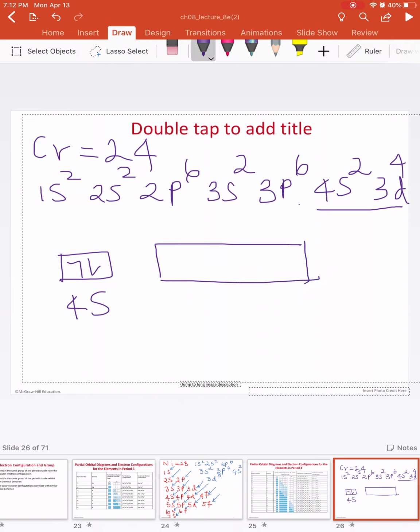And how many d orbitals are possible? 5. 1, 2, 3, 4, 5 d orbitals are possible. So this is your 3d level. And in chromium 24, there are 4 electrons in the d level. So those 4 electrons are 1, 2, 3, 4.